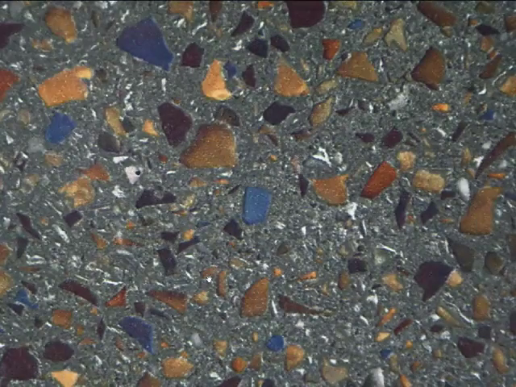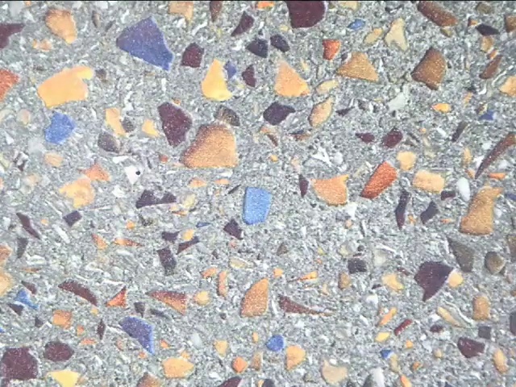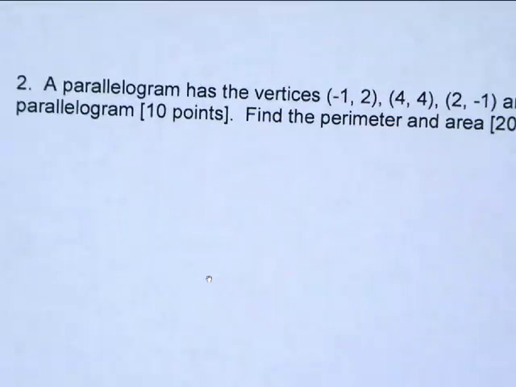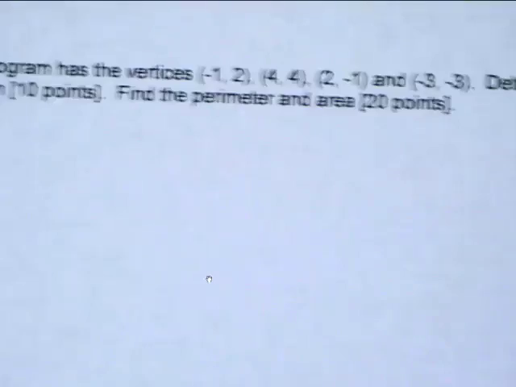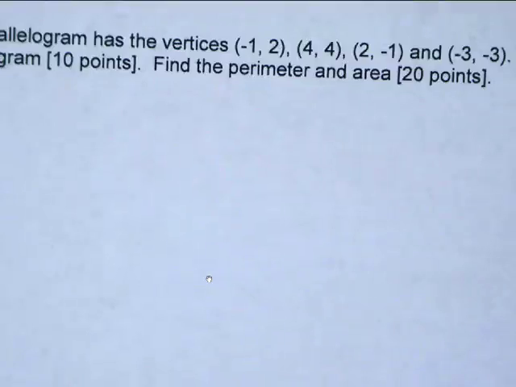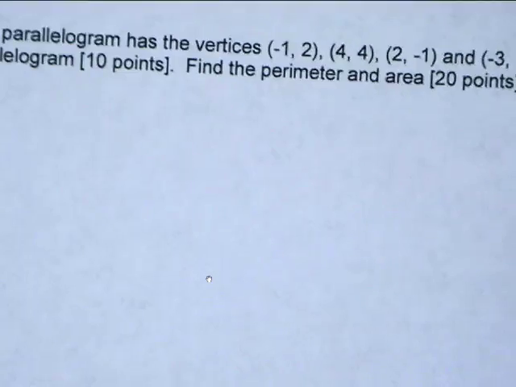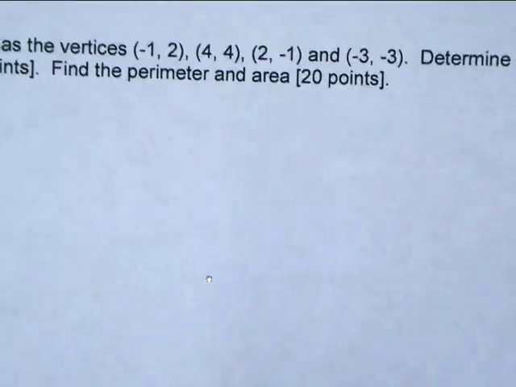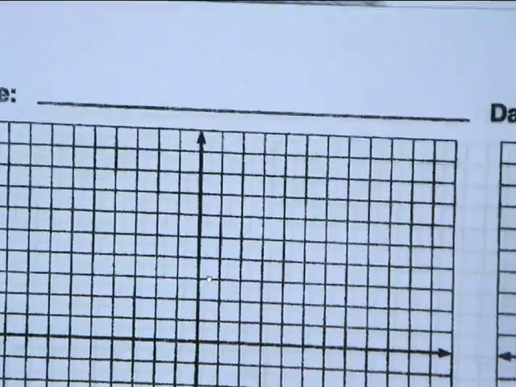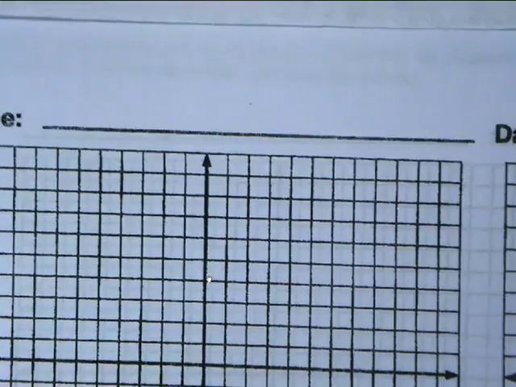If we move on to number 2, I'm only going to do the first 2 for you, just so you get an idea. A parallelogram has the vertices shown. Determine what type of parallelogram it is and find the perimeter and area. So we want to find both the perimeter and area. Again, we'll graph it. We'll zoom out a little bit to graph it, and then zoom back in.